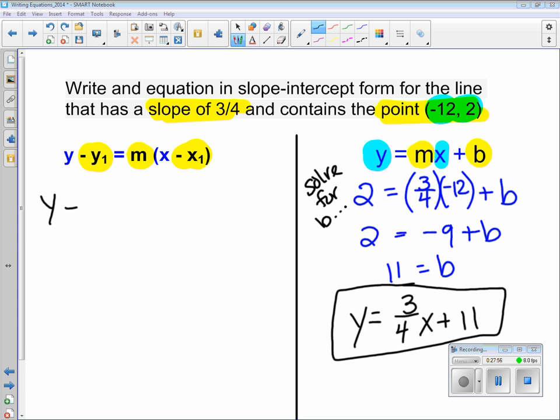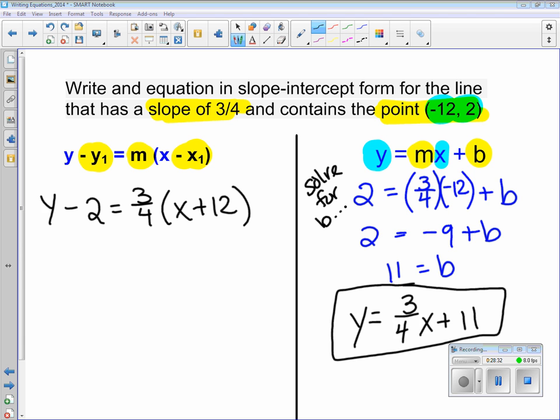So let's plug in what we have. Y minus, notice the x and the y stay. Y minus what? 2. Very good, because that is the y coordinate of my point. Now what? 3/4 is my slope, and I'm going to have x minus a -12, or x plus 12. Very good. I agree. That is an equation. And if I simply only ask you to write an equation, you may stop here because it is an equation.